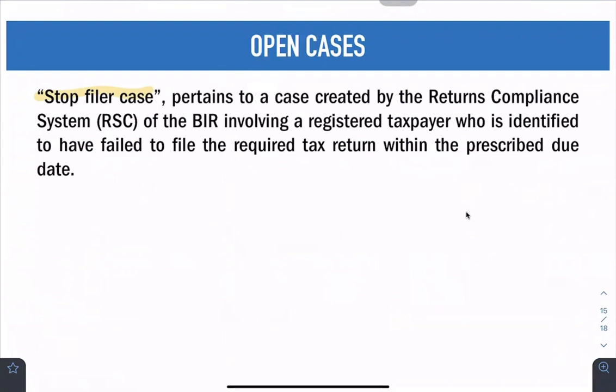So in short, guys, again, once you are registered, once you are a business, do not forget this. Once you are a business, you are given a Form 2303. You need to always file the returns there, regardless whether you have placed something there. So if wala kang income or you don't have any business at all, you did not withhold at all, you file zero. If not, then you are liable. Okay? And if you did not file, what is the effect? You will have an open case or stop filer case.